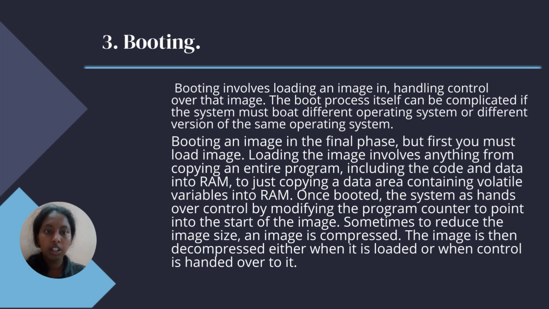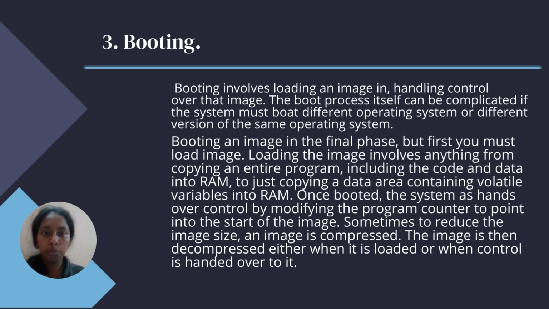In the boot process, loading an image is an essential step before handing over control to that image. This image refers to the executable code and associated data that constitutes an operating system or application. The specific details of loading an image can vary depending upon the system and the nature of the image being loaded. The image loading process during booting includes locating the image, loading the image into RAM, compression as an optional step, image decompression, and handing over the control.